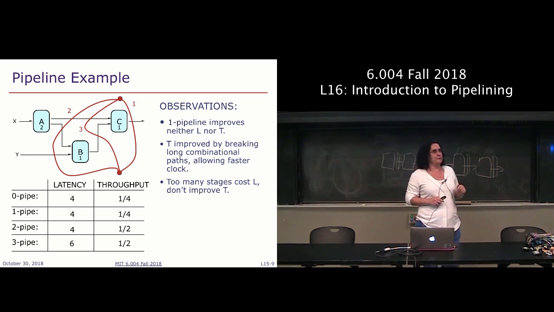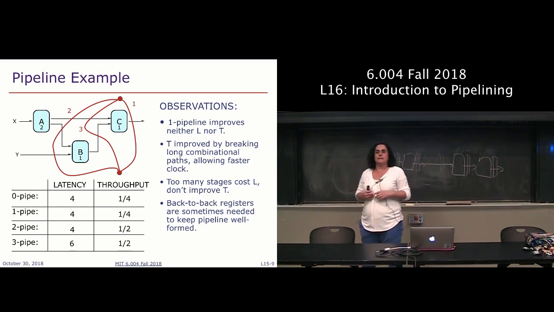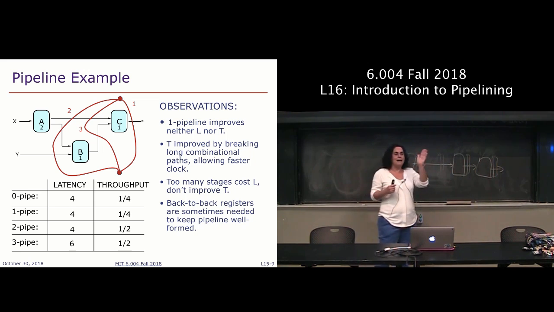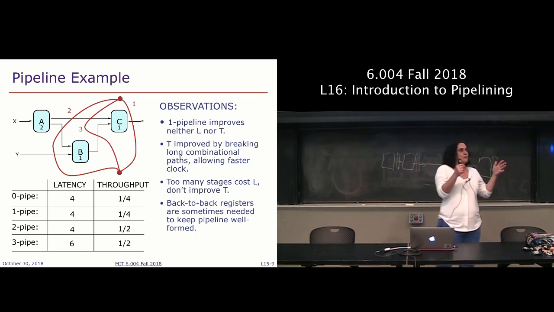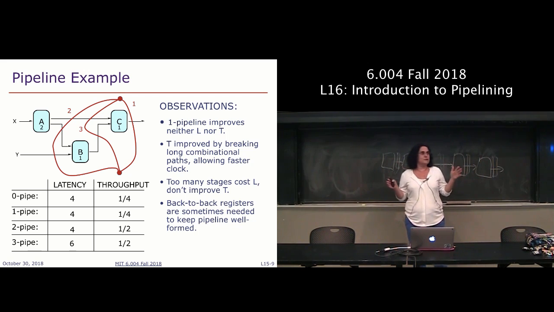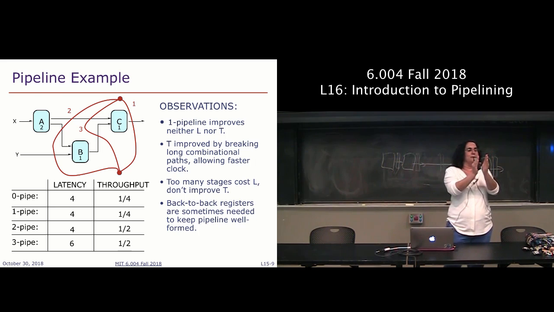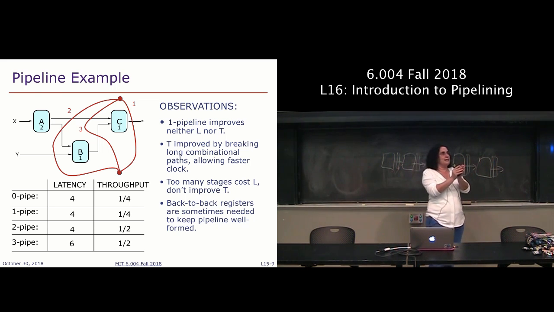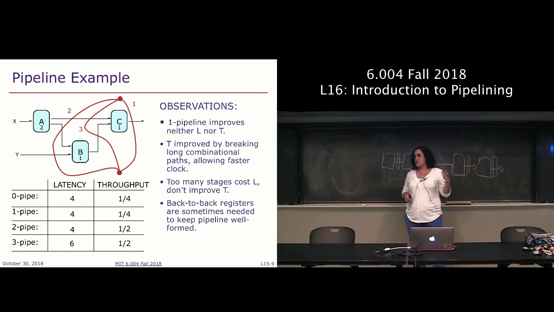Okay? And the last point I wanted to make is that it is possible to end up with back-to-back registers when you go about pipelining your circuit in order to make sure that you're producing a well-formed pipeline. So don't be surprised by having one register followed immediately by another register without any combinational logic between them. That's perfectly valid if the reason that it's there is in order to ensure that every path from input to output has the same number of registers.